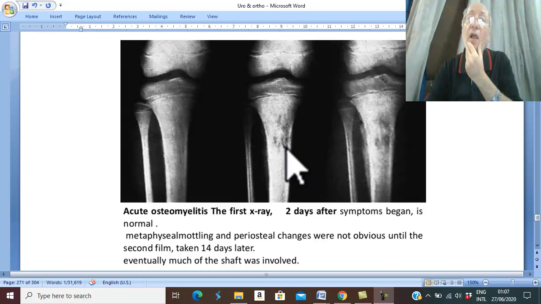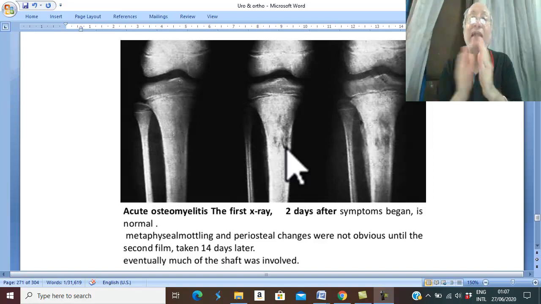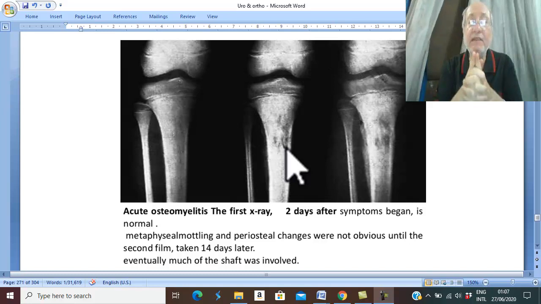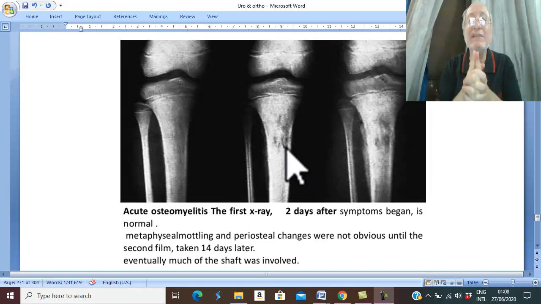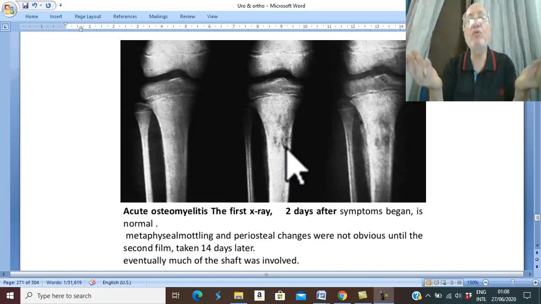Locally, splintage of the limb in a slab until X-ray shows no risk of pathological fracture. If we give antibiotic for 2 days without improvement, this indicates pus formation.